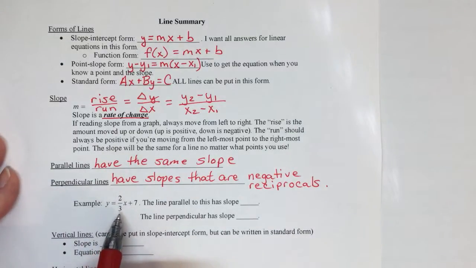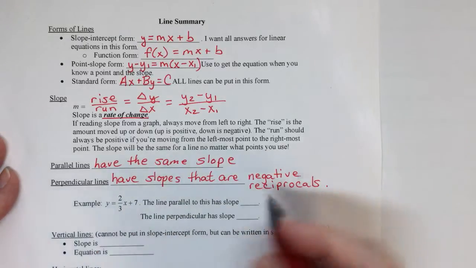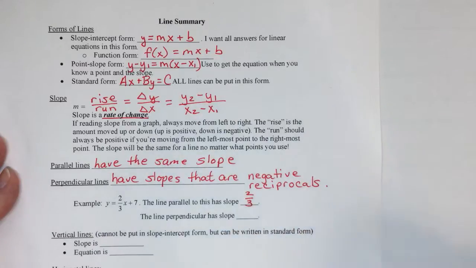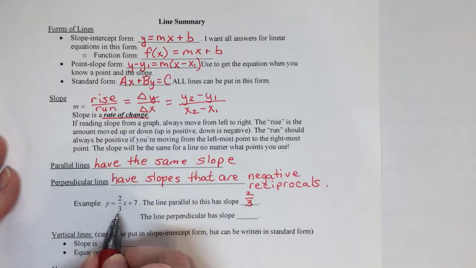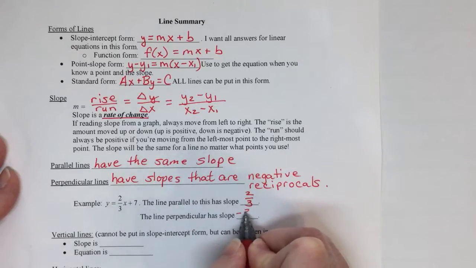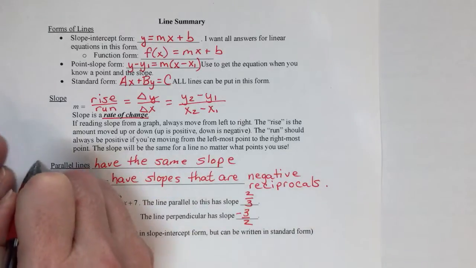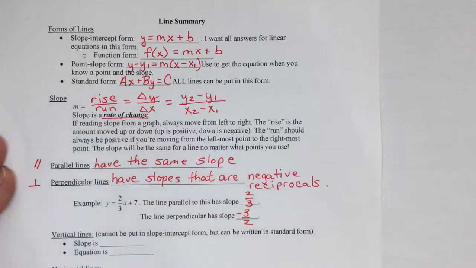So here, with this example, we're in slope-intercept form because our equation is solved for y. The slope of this line is 2/3. The y-intercept is 0, 7. A line parallel to this would have the same slope. This has slope 2/3. A parallel line would have slope 2/3. If we were doing perpendicular lines, this line has slope 2/3. Negative reciprocal slope, flip and negate it. -3/2 would be the slope of the perpendicular line. And here are the symbols for parallel and perpendicular.